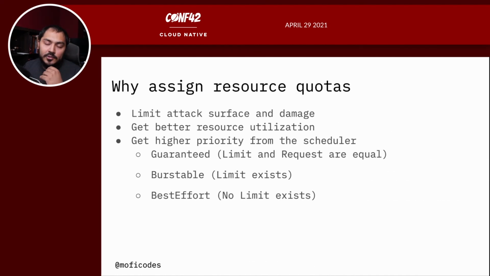Resource quotas help limit attack surface and damage. Let's say one of your pods gets compromised and someone gets access to it. If there is a limit and the pod tries to use too much resource, the Kubernetes API can kill that pod. If you don't have a resource limit, that pod in theory can request too much resource and block out all other applications running on your cluster.